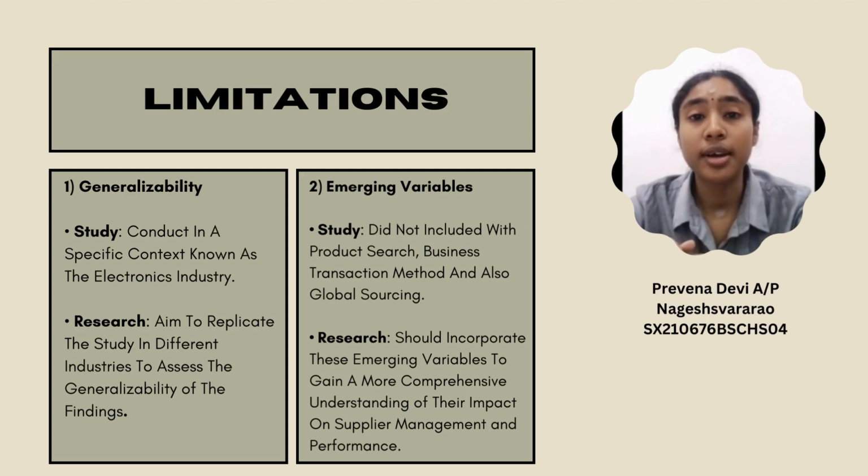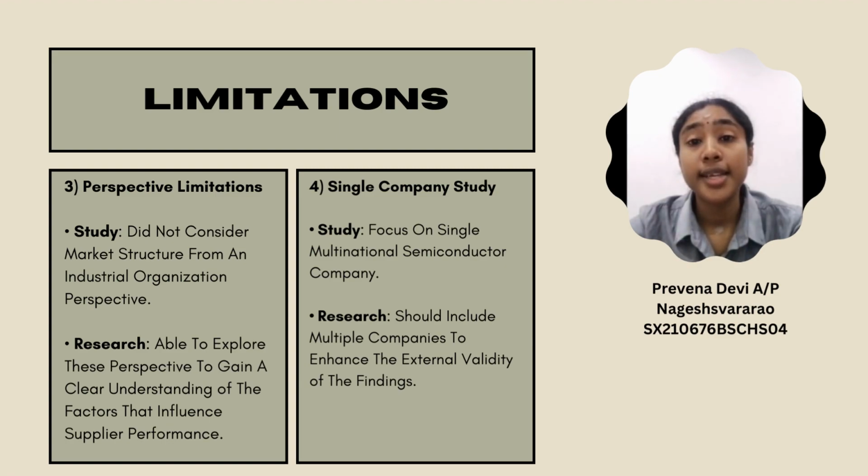Then the emerging variable will be one of the limitations of this study. This study did not consider emerging variables like product search and global sourcing. Future research should incorporate emerging variables to gain a more comprehensive understanding of supplier performance. The next limitation is the perspective. This study analyzed from an industrial purchasing perspective but did not consider the market structure from an industrial organization perspective. Future research could explore this perspective to gain a better understanding of the factors that influence supplier performance.